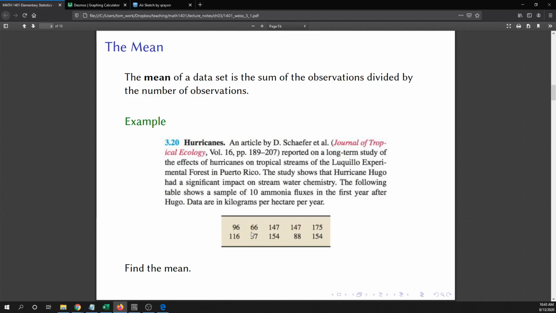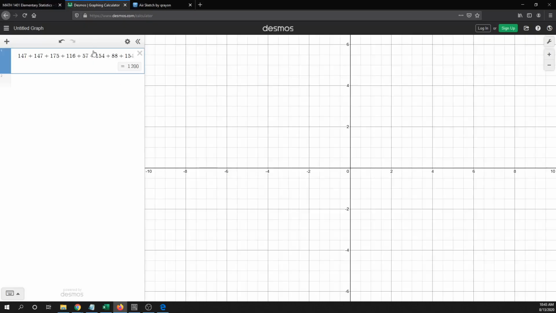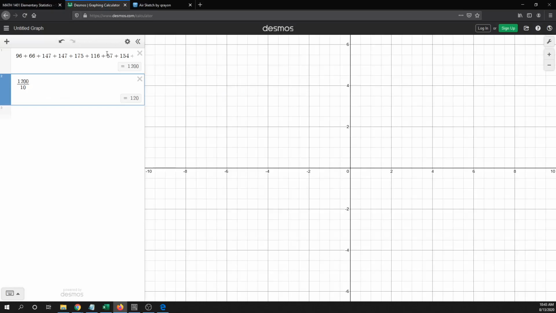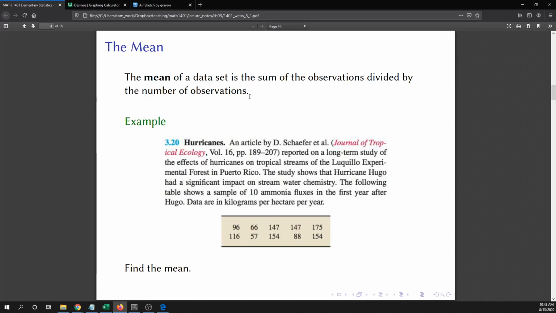All right, and then I need to divide by how many I have. It tells us we have 10 here, or you can count them up if they don't tell you, and you would have to count those up. So 1200 divided by 10 is 120. So the mean of this data set would be 120 kilograms per hectare per year. So just add up all the observations, sum them up, and then divide by the number of observations that you have.